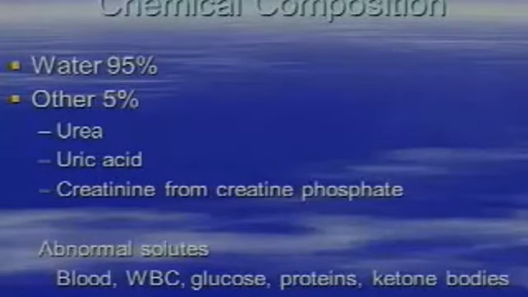And we don't want to see blood, white blood cells, proteins, glucose, etc. Ketone bodies, I'll get into this in a little bit, in another lecture. Ketone bodies are the byproduct of fat breakdown.